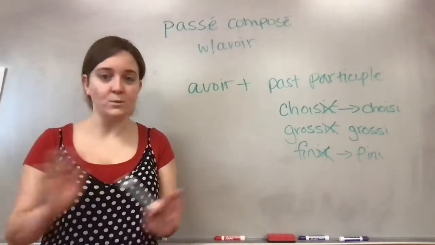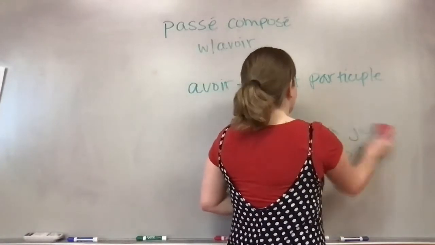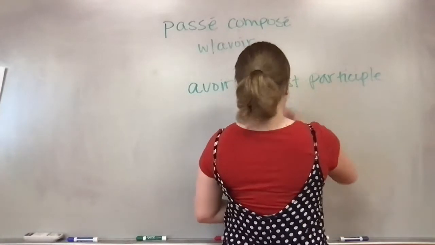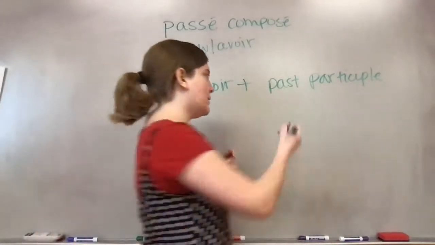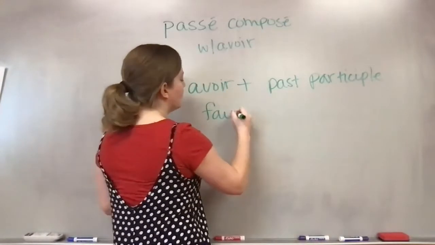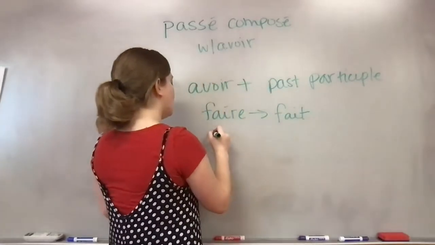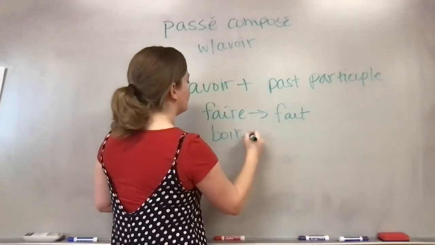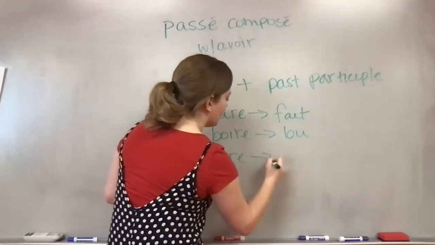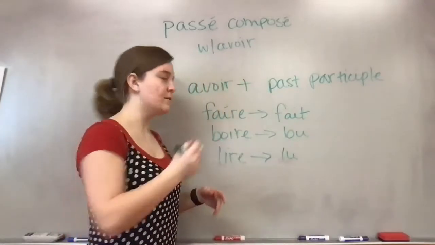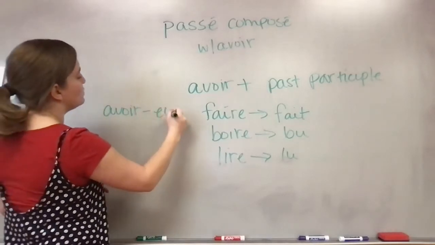Now, of course, as with all things in French, we have to have our exceptions. All right. So there are quite a few exceptions, and some of them should not be very surprising. I showed you one earlier when I wrote those two examples on the board. Faire becomes fait. Boire becomes bu. Lire becomes lu. Avoir becomes eu.